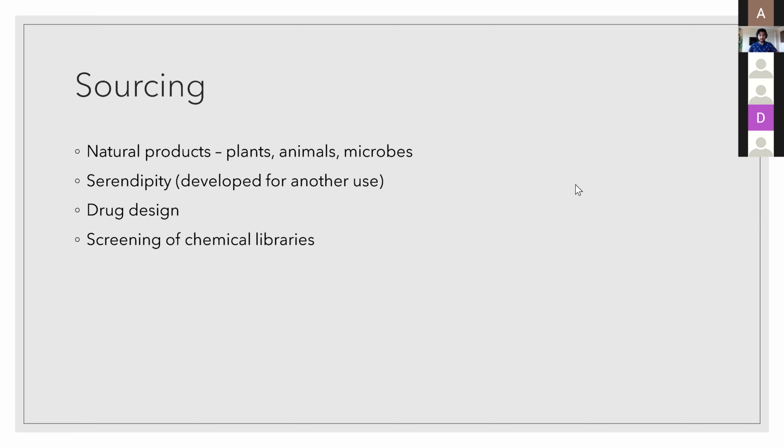There are a number of ways we can source drugs. So firstly, we can do it naturally through plants, animals, and microbes. We can do it through what's called serendipity. And this is essentially when a drug has already been developed to treat a potential disease or condition, but what we find is that it has a desired therapeutic effect for another disease. So we just essentially take that drug and then start using it for this new disease or condition we have in front of us. We also can do it via drug design, which is essentially starting from scratch and designing a drug for a specific target. And finally, we can screen chemical libraries with already manufactured drugs to see if we can find one that suits what we're looking for.